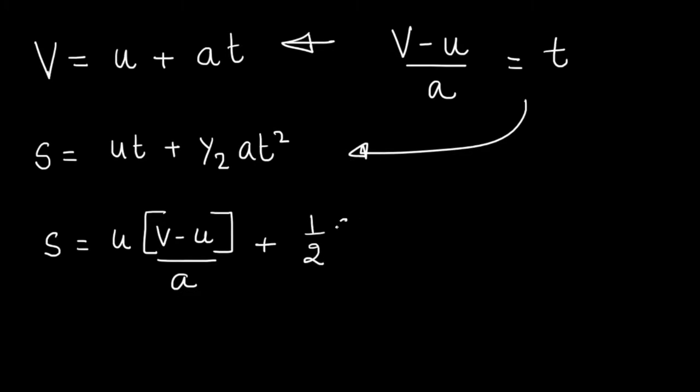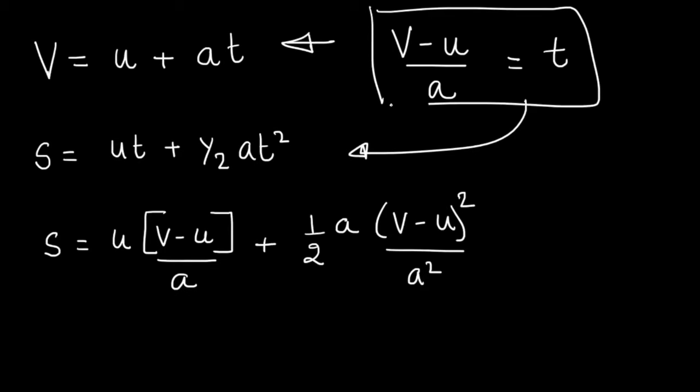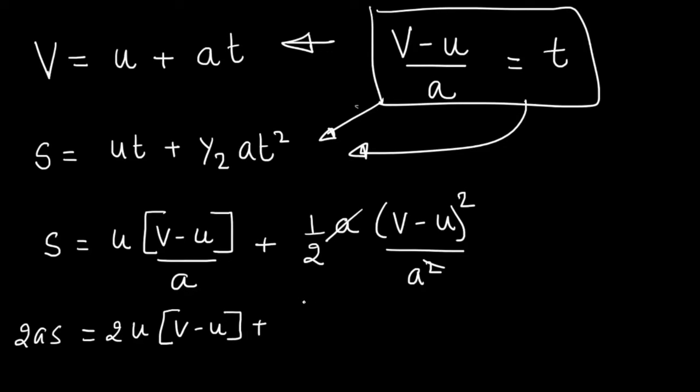It's going to be a worthwhile equation: v minus u whole square over a square. I hope you realize that I am plugging this into this formula. Now a little bit of simplification will give, let's take the 2a on the other side, so 2as is equal to 2 into u into v minus u plus v minus u whole square.